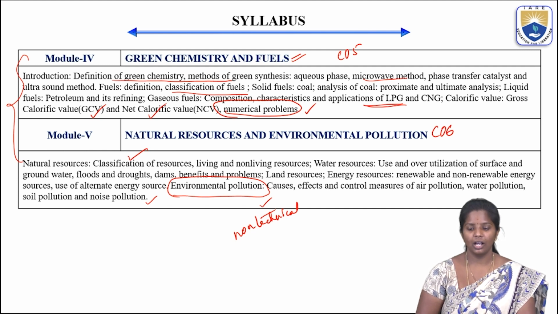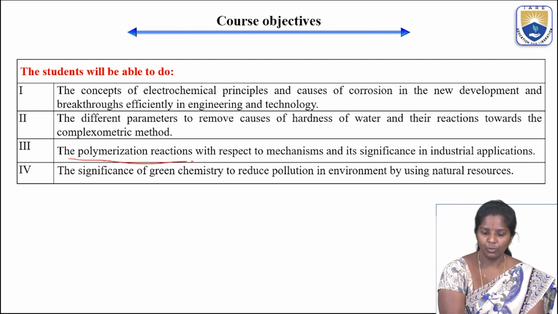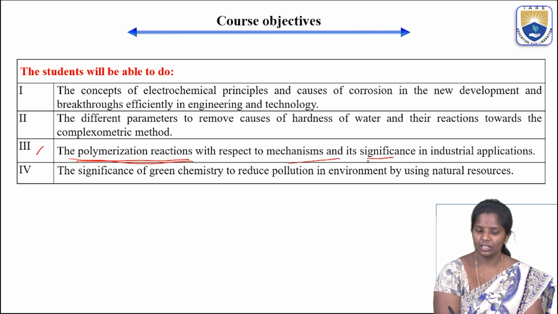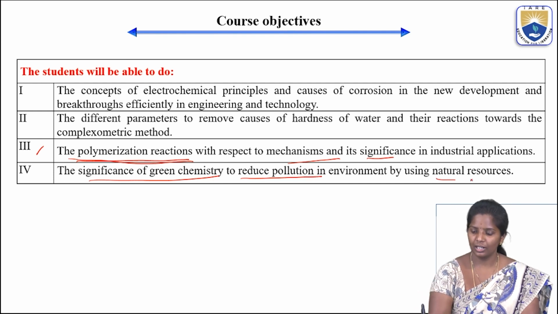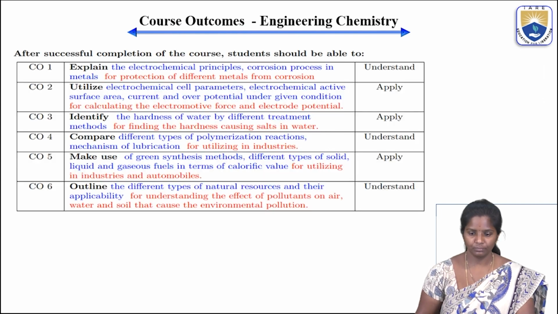So we will see how they are being mapped with the program outcomes of the BTech program. So that we will see in the details. So if you see the polymerization reaction, module 3 is with respect to mechanism and significance, and green chemistry helps in reducing pollution in the environment by using natural sources. So this is what the student will be able to understand.